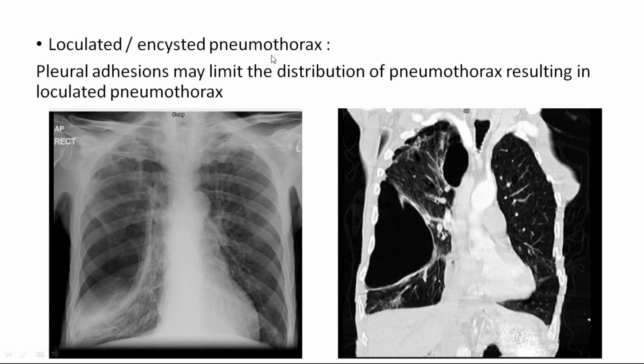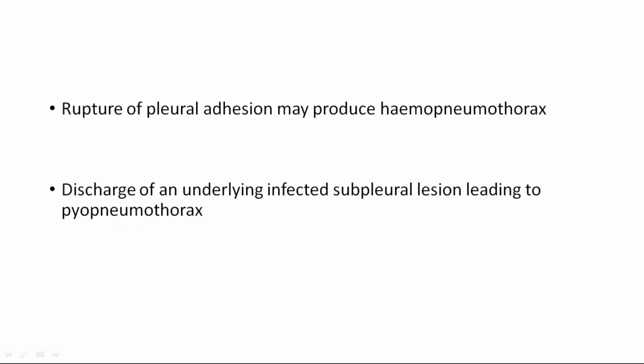Loculated or encysted pneumothorax. Pleural adhesions may limit the distribution of the pneumothorax, resulting in loculated pneumothorax. We can see a loculated pneumothorax here, which is hyperlucent without any vascular markings. The same can be appreciated on the CT coronal images, where there is a loculated pneumothorax with adjacent pleural adhesions. The rupture of these pleural adhesions may produce hemopneumothorax, and discharge of an underlying infected subpleural lesion will lead to pyopneumothorax.